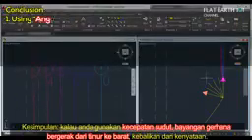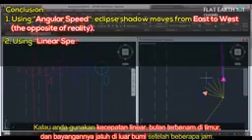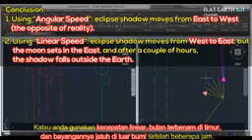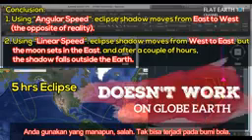If you use angular speed, eclipse shadow moves from east to west, the opposite of reality. If you're using linear speed, the Moon sets in the east, and the shadow falls outside the Earth after a few hours. Any which way, they're wrong. It really doesn't work on the globe model.